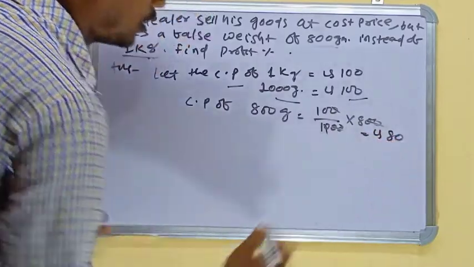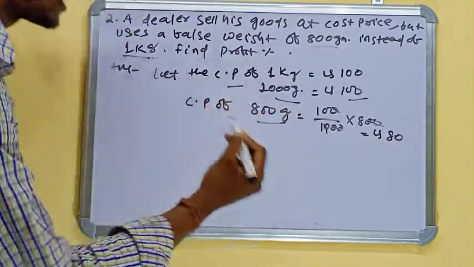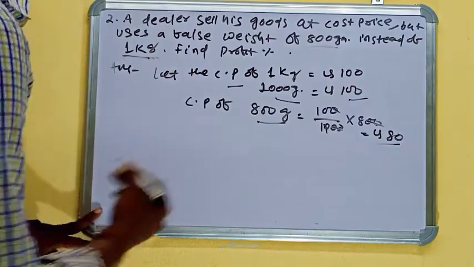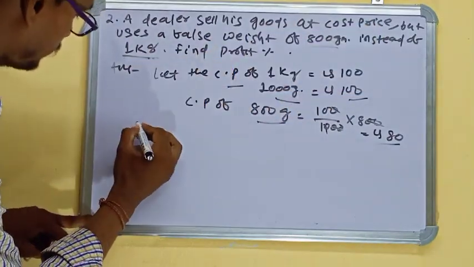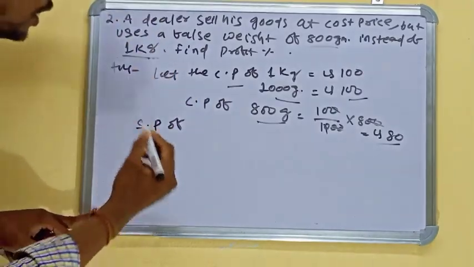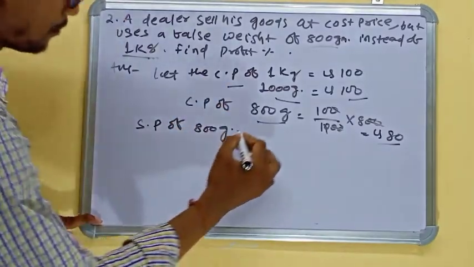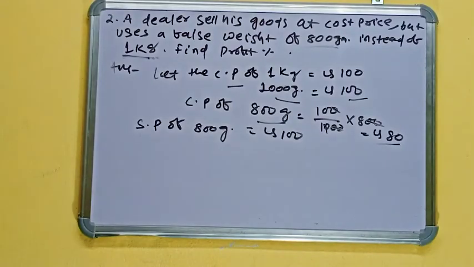Rupees 80. Then the CP of 800 gram is equal to rupees 80. But in the question, the SP of 800 gram is equal to rupees 100.